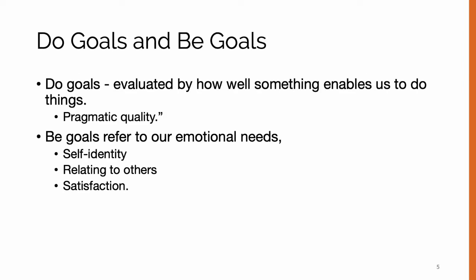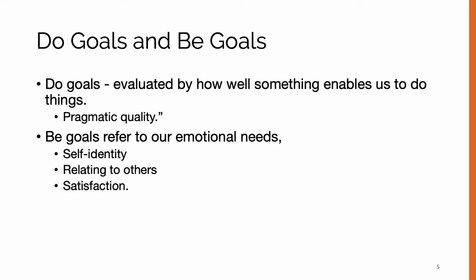So my brother and my brother-in-law have an ongoing good-natured argument. One drives a Ford truck and the other drives a Chevy. So they'll refer to themselves as, I'm a Ford person and I'm a Chevy person. This gets to the difference between do goals and be goals. What I mean by that is do goals are those components of a user interface that are evaluated by how well something enables us to do things. And the fact is that the Ford truck and the Chevy truck probably do those things pretty much equally well.